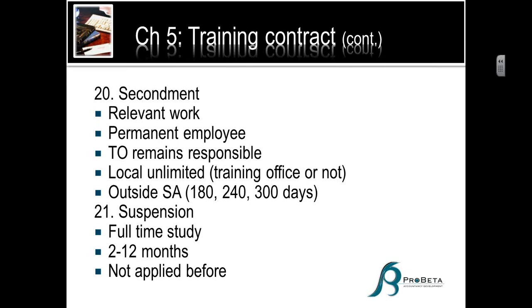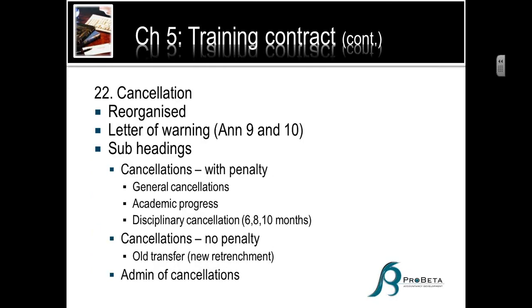The suspension, also not new. You can suspend for full-time study, anything between 2 to 12 months. If it's less than 2 months, SAICA doesn't want to know. It cannot be more than 12 months, and it must be towards a degree, a bridging course, or CTA. The old items still apply, maternity, etc., and both of you have to agree to go back to the training office. And the good thing is that you can only suspend once for studies. You cannot keep getting your trainee applying for study suspension.